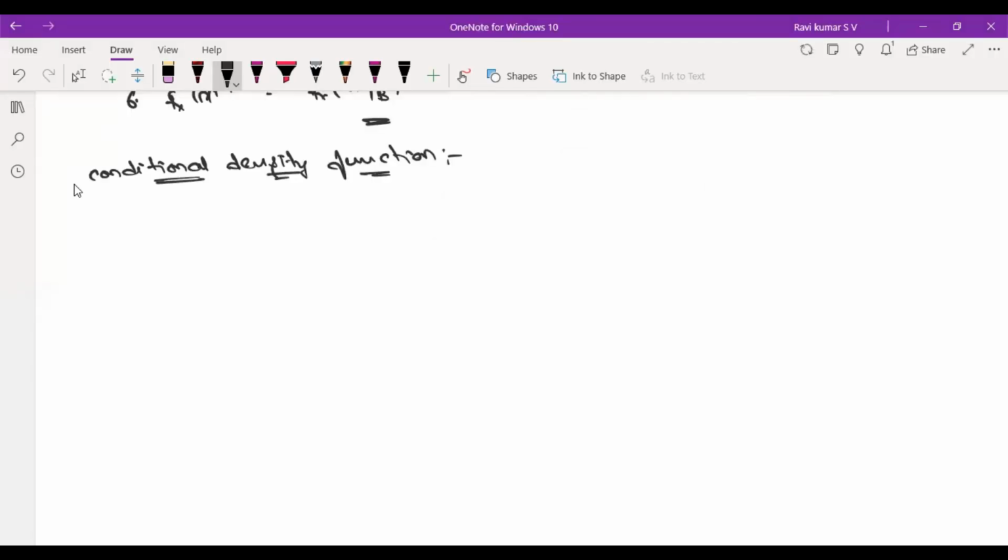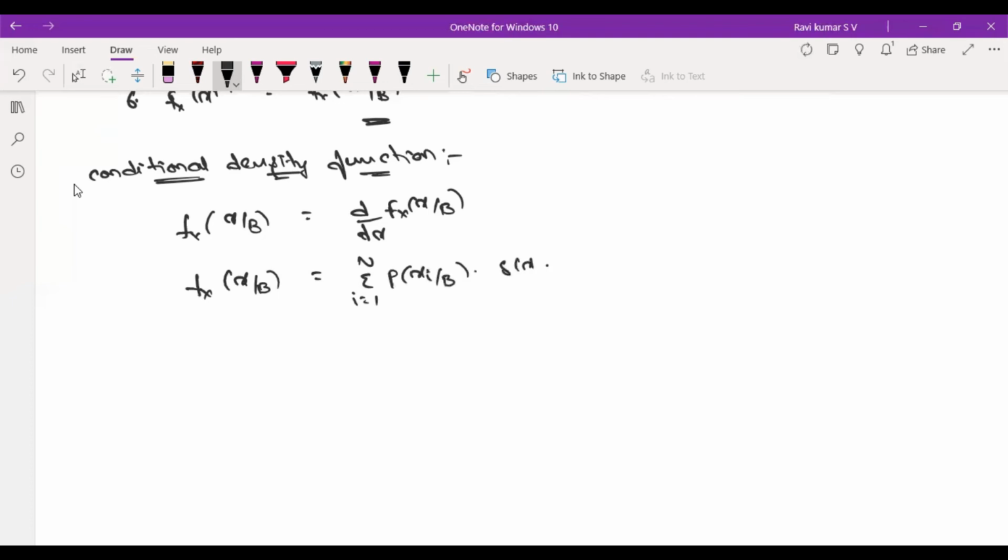And similarly, we will discuss conditional density function. The conditional density function f_X(x|B) is the simple derivative of the distribution function, as we already know. So I have to take this one like this. And for a discrete random variable, I can take this as f_X(x|B) equals sigma i equals 1 to n probability of x_i given B times delta of x minus x_i. So this is the density function with the conditional event.